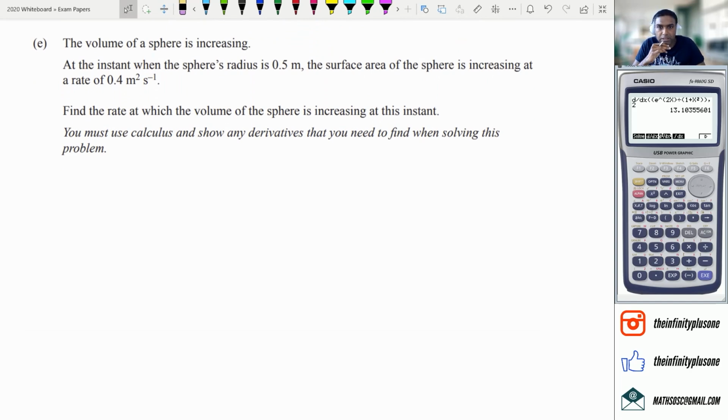Okay, with this question, we've got the volume of a sphere at an instant where the sphere's radius is 0.5, and so on. Surface area is increasing at this rate. Find the rate at which the volume of the sphere is increasing at this instant. If you've been trying these rate of change questions, especially if you see a rate of change question as question E, it usually ends up being what I call a triple threat rate of change question, because there are three elements that you have to work with.